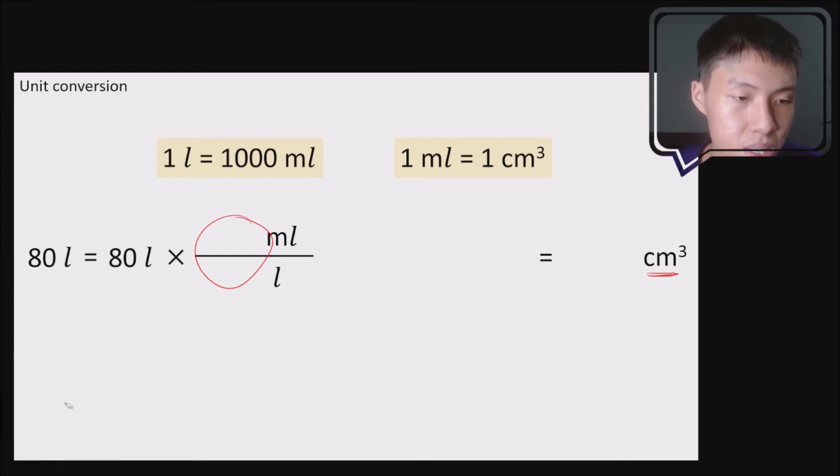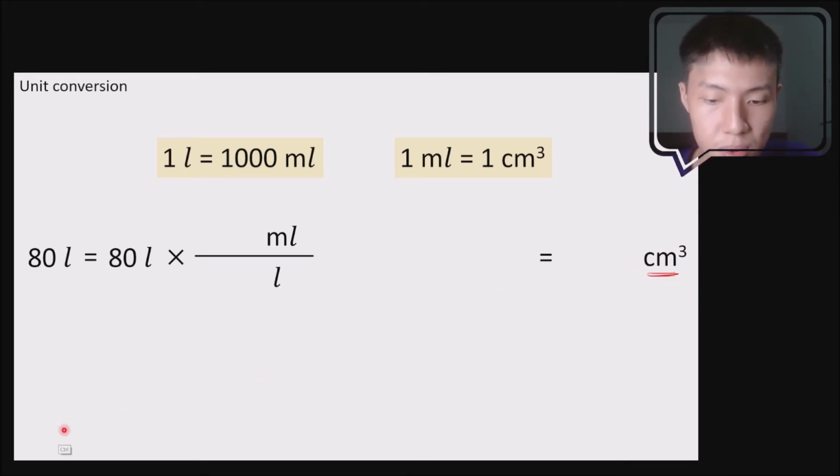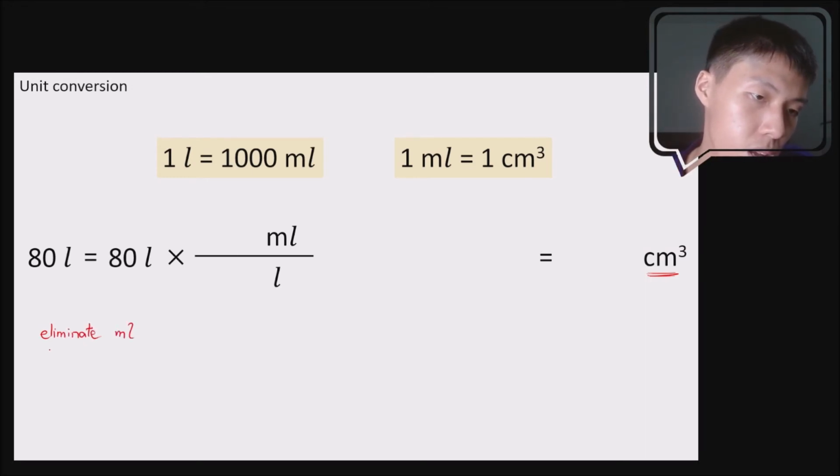Okay, so I've set this up, but ml is not what I want to introduce. What I want to introduce is cm cube. So what does that mean? I need to eliminate ml, introduce cm cube. So I think it's better for me to write down: I want to eliminate ml. I want to introduce cm cube. Okay, and we know that the conversion factor is this one.